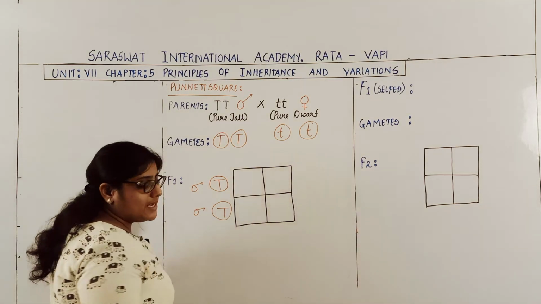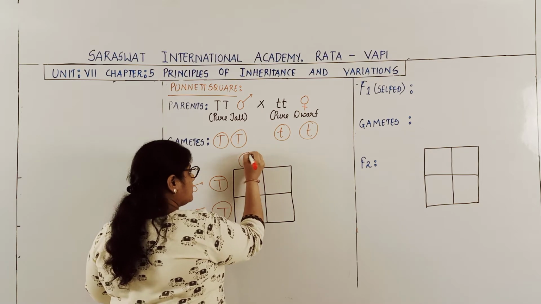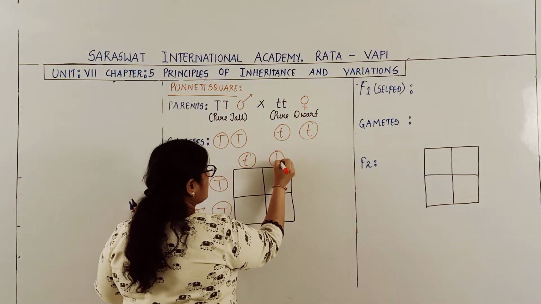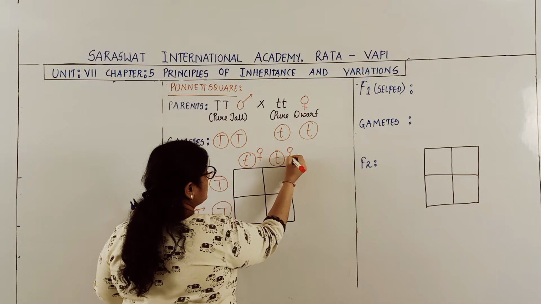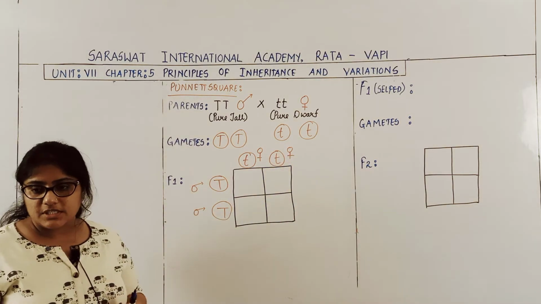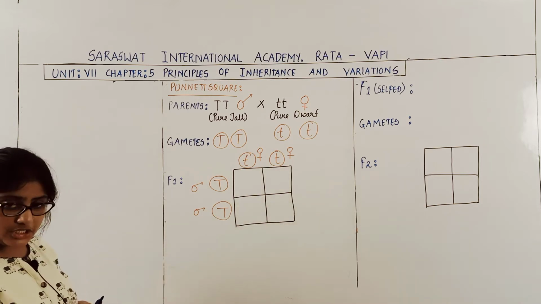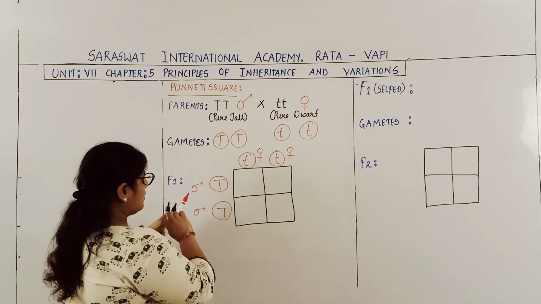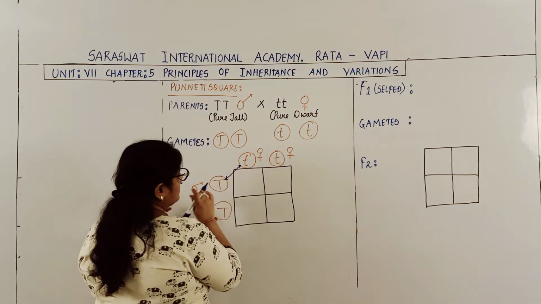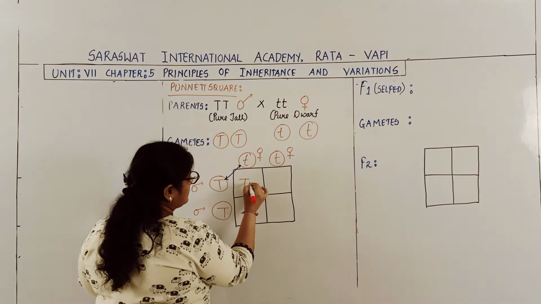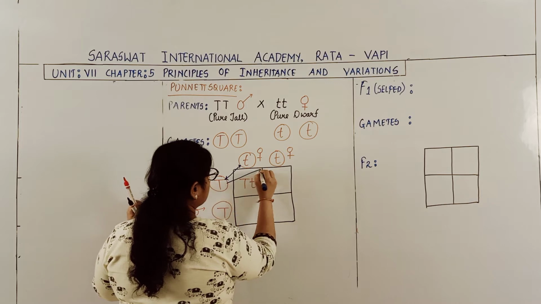Where are the female gametes represented? So normally they are represented on the top rows, right? So what are these? This is a female gamete and this is also a female gamete. Now after the formation of the gametes, there will be the process of fertilization or fusion of the gametes. So now see students, this gamete will fuse with this gamete. So what would be the zygote? Capital T, small t.